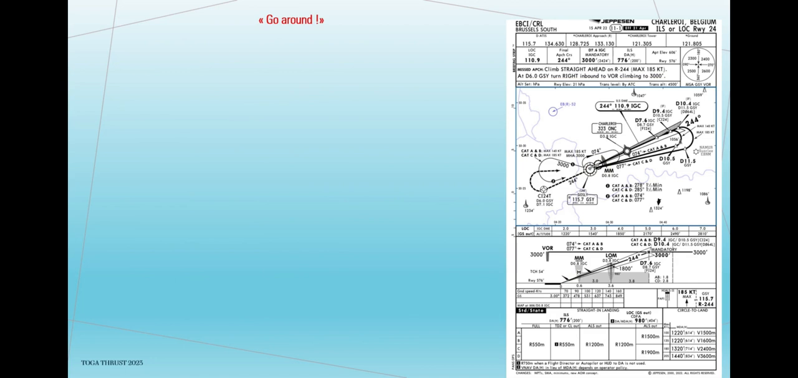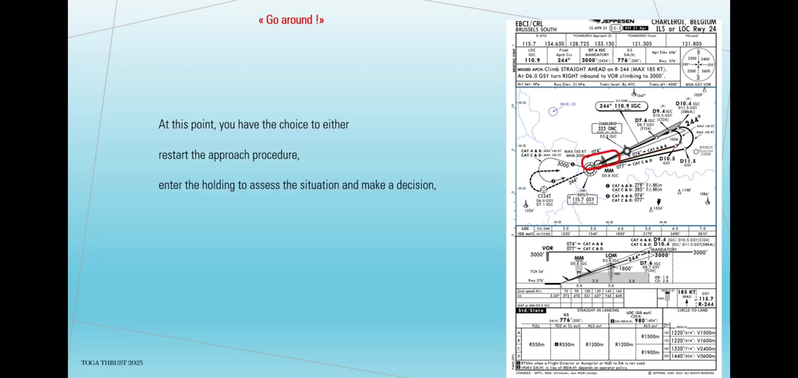Go around. At this point, you have the choice to either restart the approach procedure, enter the holding to assess the situation and make a decision, or depart to your alternate.